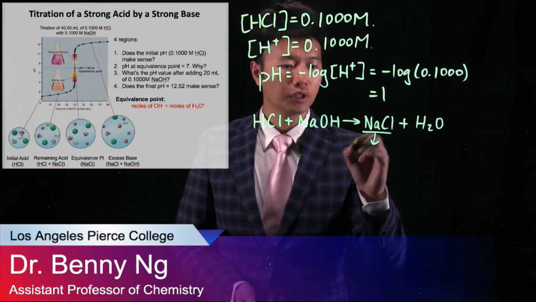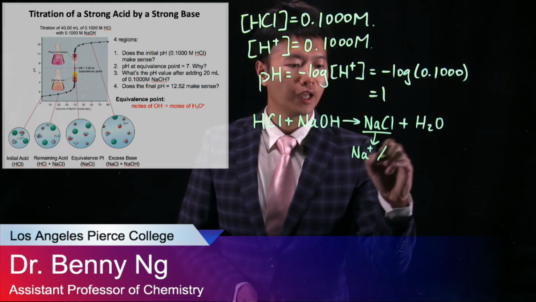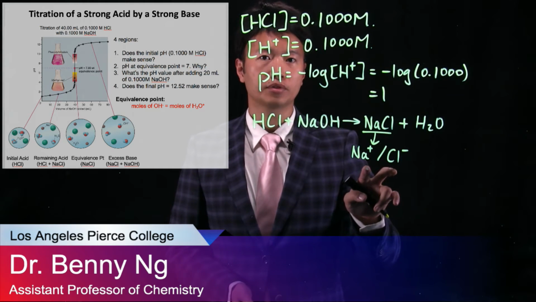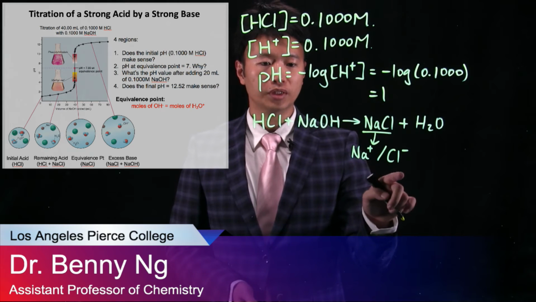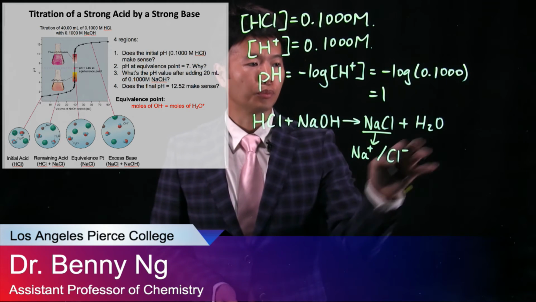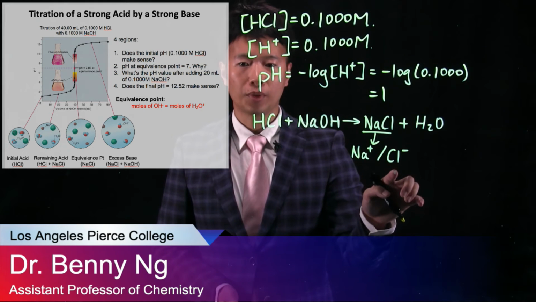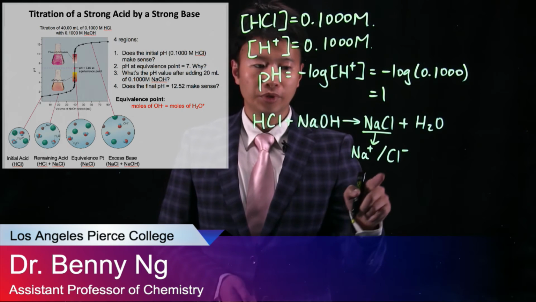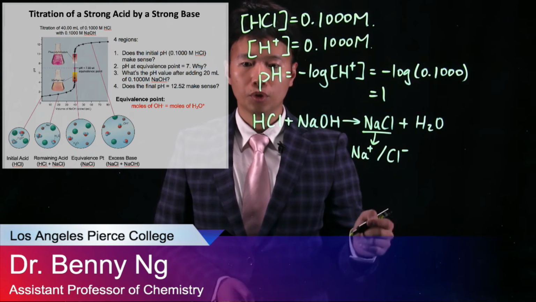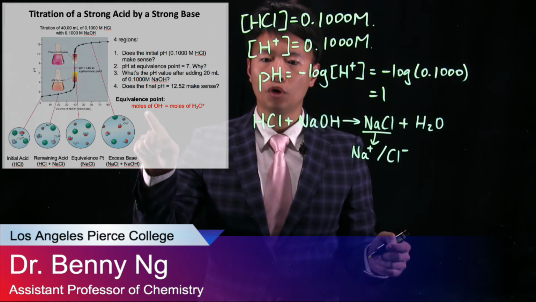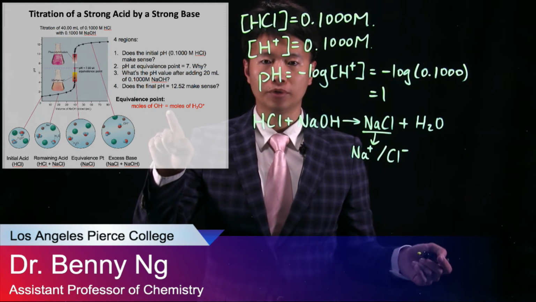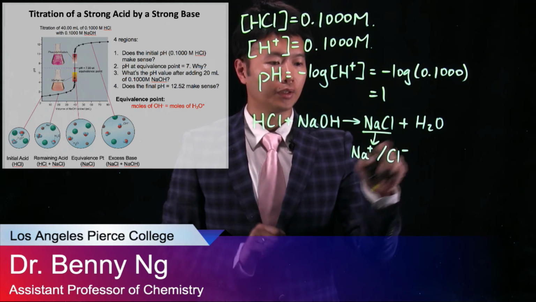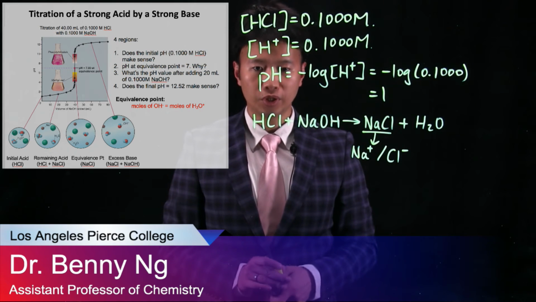NaCl salt in solution means we have Na+ and Cl-. Both of these ions in the solution will not affect the acidity of the solution. In that case, it will be neutral, because water is neutral, and Na+ and Cl- will not affect the pH of the solution. Now, that means we need to talk about the equivalence point. Once again, equivalence point means the moles of OH- equal the moles of hydronium ion. So in this case, the amount of HCl and OH- will be the same, and that's why you have pH equal to 7.